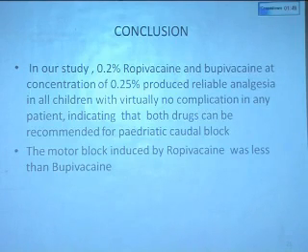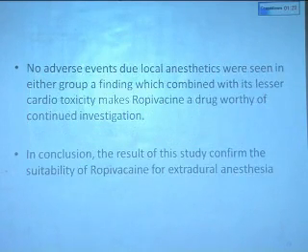Conclusion. In our study, 0.2% ropivacaine and bupivacaine at concentration of 0.25% produced reliable analgesia in all children with virtually no complication in any patient, indicating that both drugs can be recommended for pediatric caudal block. The motor block induced by ropivacaine was less than bupivacaine. No adverse events due to local anesthetics were seen in either group, a finding which combined with its less cardiotoxicity makes ropivacaine a drug worthy of continued investigation. In conclusion, the result of this study confirmed the suitability of ropivacaine for extradural anesthesia.